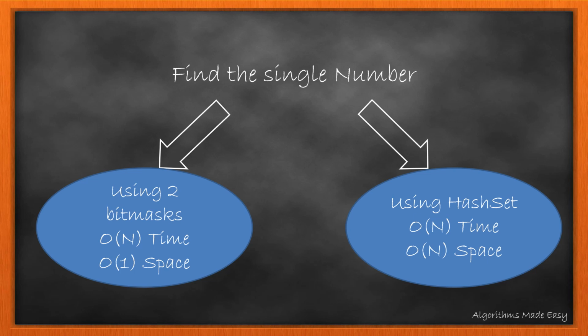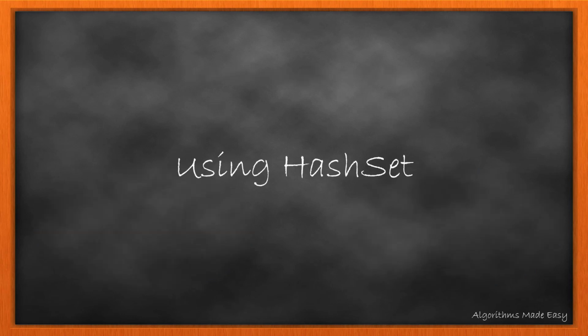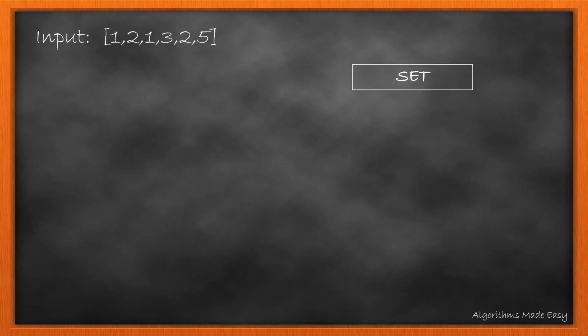First, by using a bitmask, which takes O of n time and constant space. Second, by using a hash set, which will take the same time but uses additional space. We'll start off with a simpler approach using a hash set. We'll take the example given in the question and take the hash set where we will store the elements while looping through the input array.